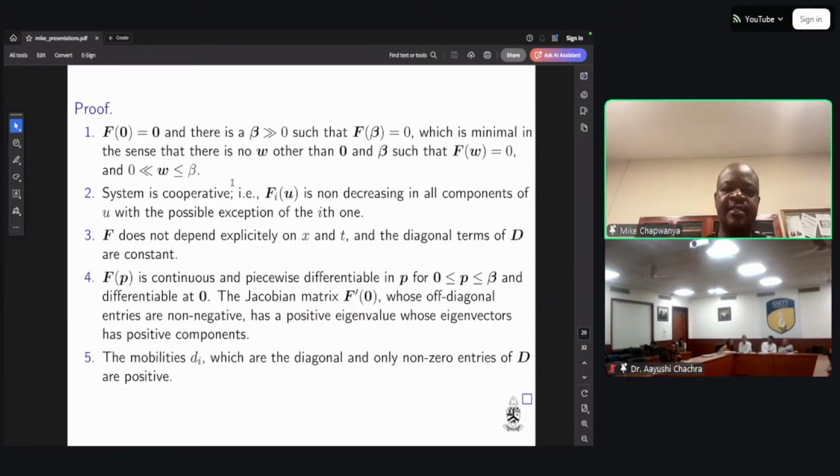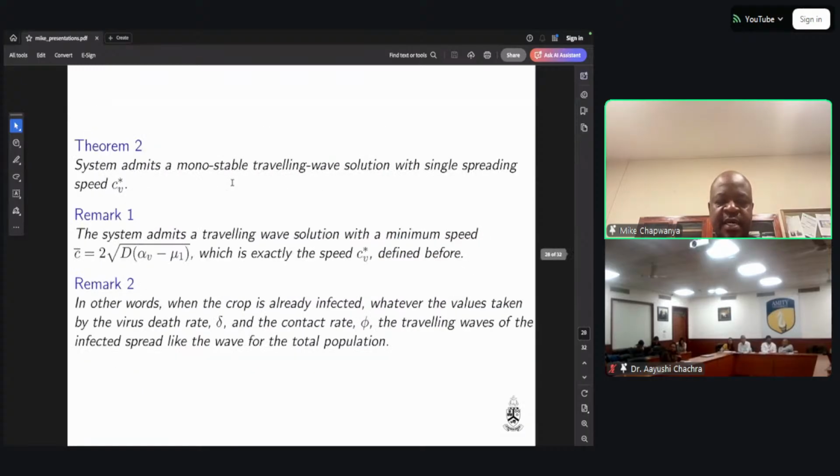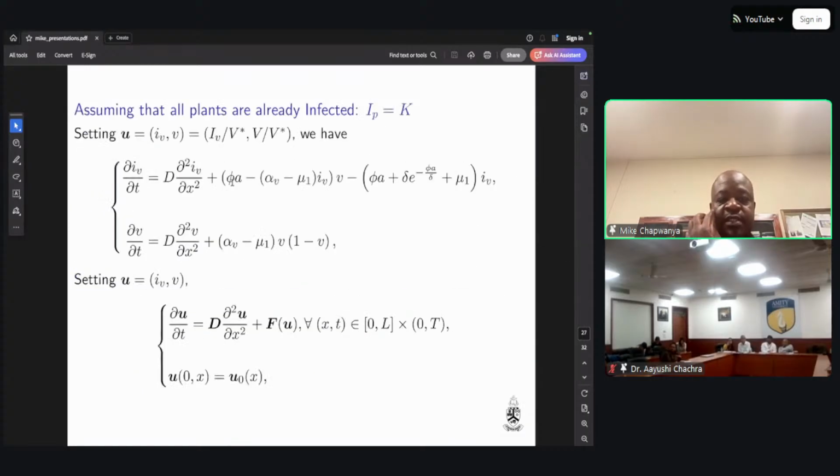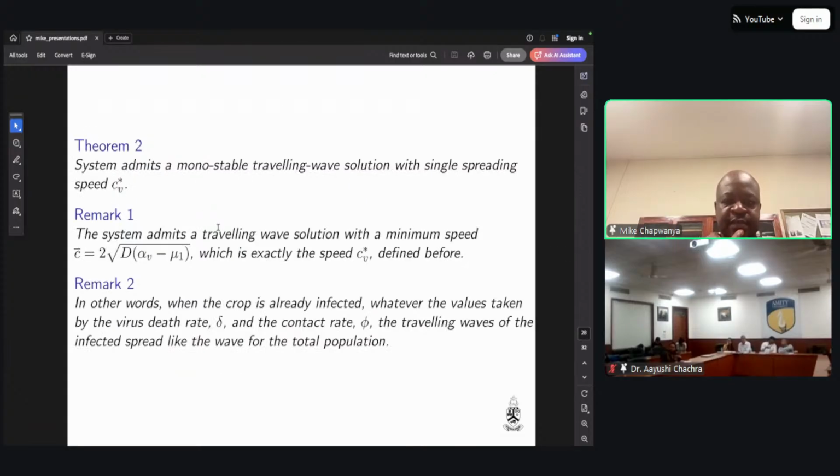It is a result that one can, of course, prove using the fact that it's a cooperative system, and monostable, with 0 as one of the equilibria and 1 as one of the equilibria. But I will spare the details, but the proof is actually a straightforward analysis of this system, which happened to be a cooperative system.